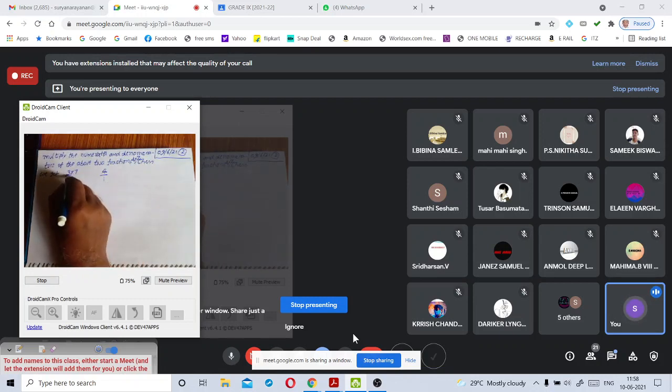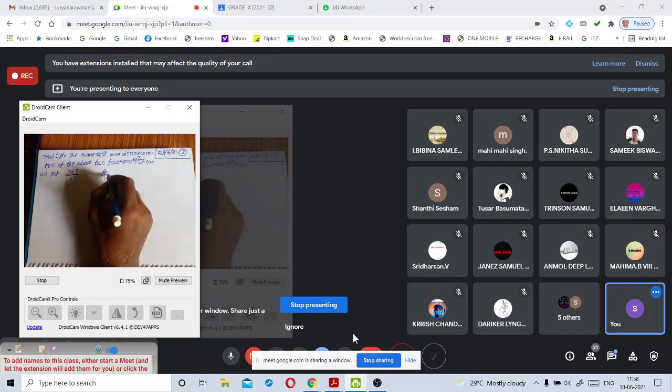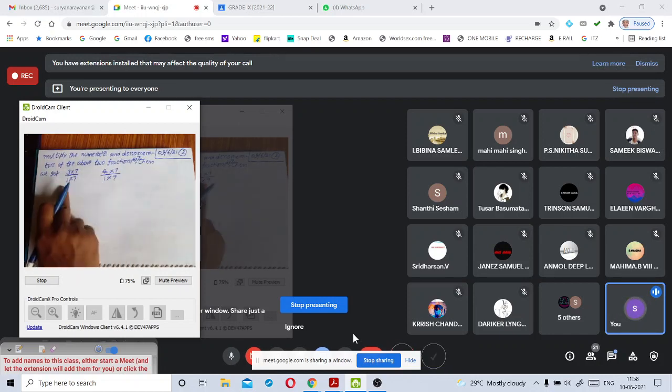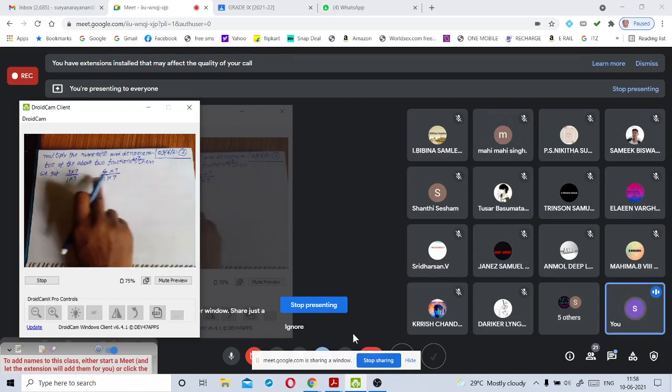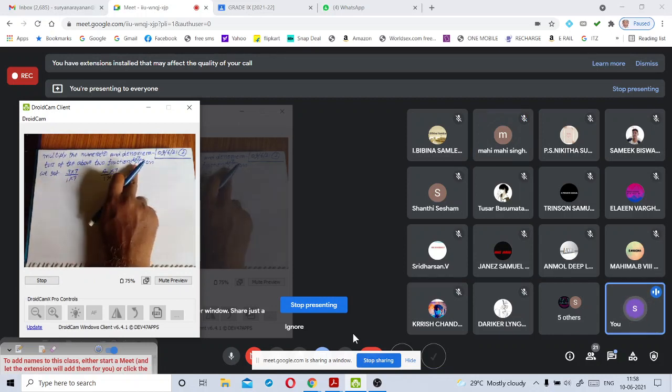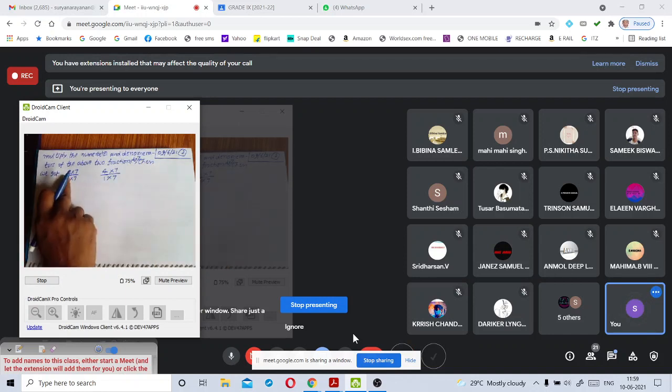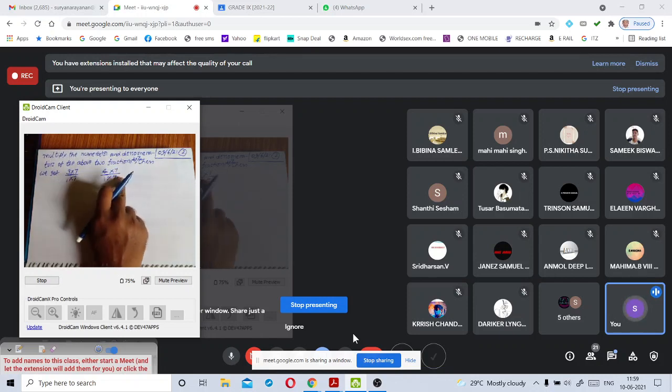Then what will you get here? 3 into 7. Understood this step, my dear children? Yes, sir. We multiplied the numerator and denominators of the above two fractions by 7. I wrote that step clearly here. Then we get 3 into 7 by 1 into 7, and here 4 into 7 by 1 into 7.